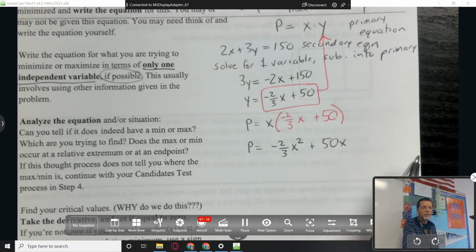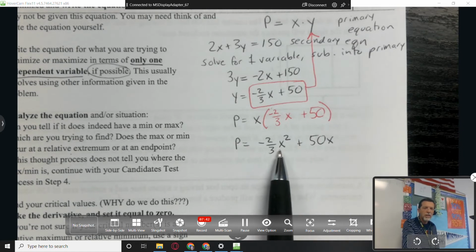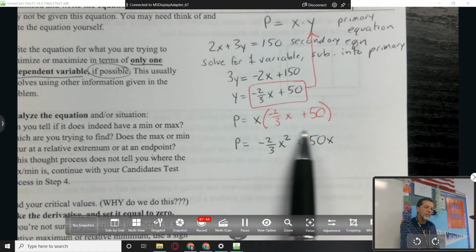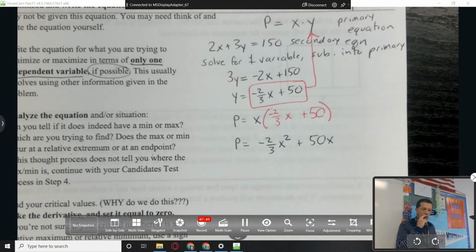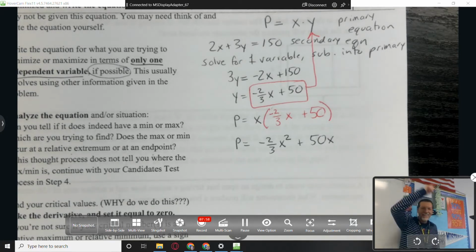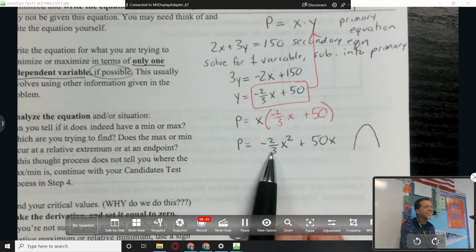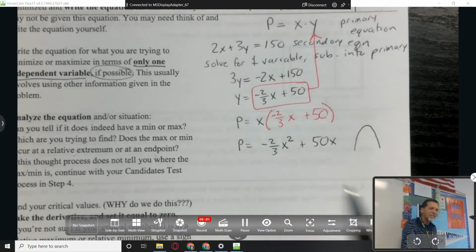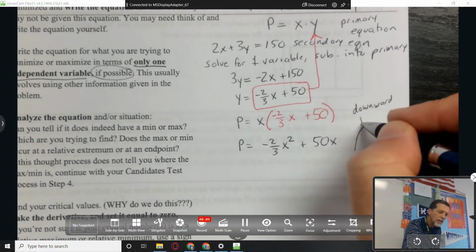Then maybe make some conclusions. So 2/3 is kind of weird, but what's the shape of negative 2/3 x squared plus 50x? Parabola. Okay, good start. Can you be more specific? Can you narrow down what that parabola looks like based on what you see here? How did you know it was that? Because it's negative. The x squared is negative, so it's a downward parabola. It is concave down.